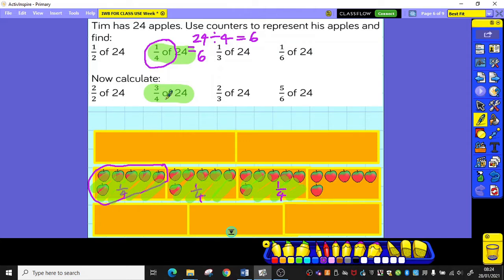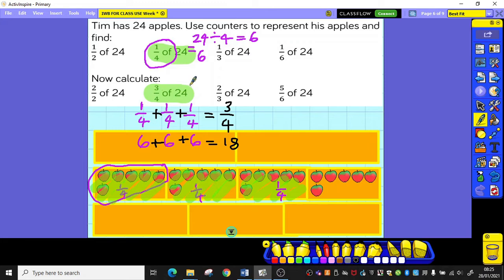So let's just write that underneath here. Effectively, if we know that 1 quarter is 6, another quarter is going to be another 6 apples, another quarter is going to be another 6 apples. And if I add up those quarters, you're very good at this, we know that I've got 3 quarters. When I'm adding fractions, my denominator stays the same, but my numerator is what we add. So my 6 apples, add my 6 apples, is going to give me 18 apples.